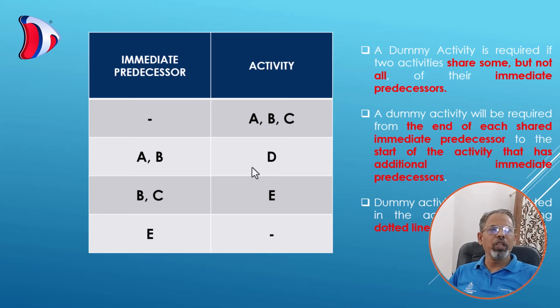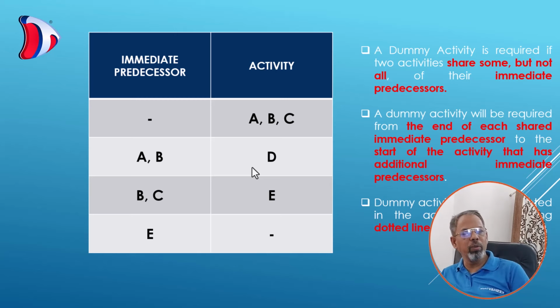Now here we need to remember certain points related to the introduction of dummy activity. A dummy activity is required between two activities which share some but not all of their immediate predecessors. A dummy activity may also be required from the end of each shared immediate predecessor to the start of the activity that has an additional immediate predecessor. Dummy activities are represented in the activity network as dotted lines.